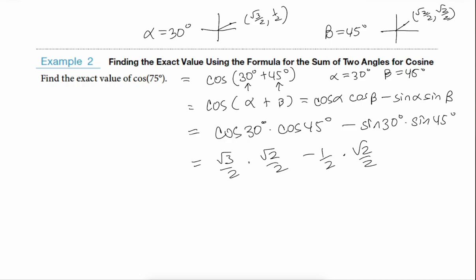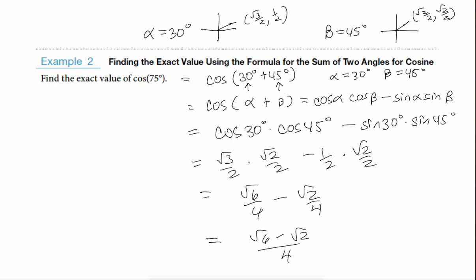You will notice that the 195 we did earlier and the 75 that we're doing now look very, very similar. They're going to all look very, very similar in their answers. Okay, so we get square root of 6 over 4 minus square root of 2 over 4, which is the same as the square root of 6 minus the square root of 2 over 4.